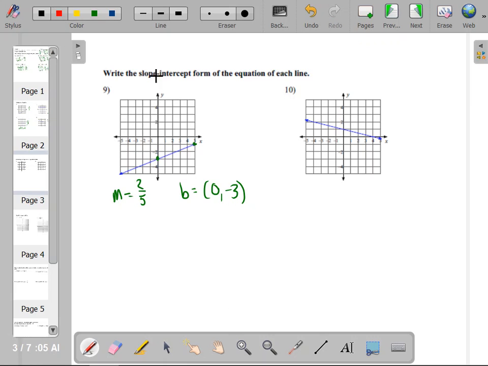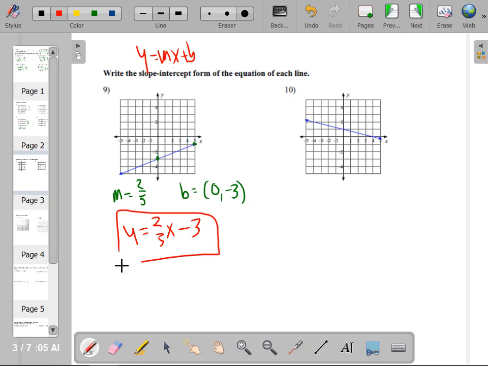To write that in slope-intercept form, which is y equals mx plus b, we're going to say y equals m, which is 2/5, so 2/5 x. b is negative 3, so minus 3. y = 2/5 x - 3. Same game here. I'll use this guy, and it looks like that's okay.